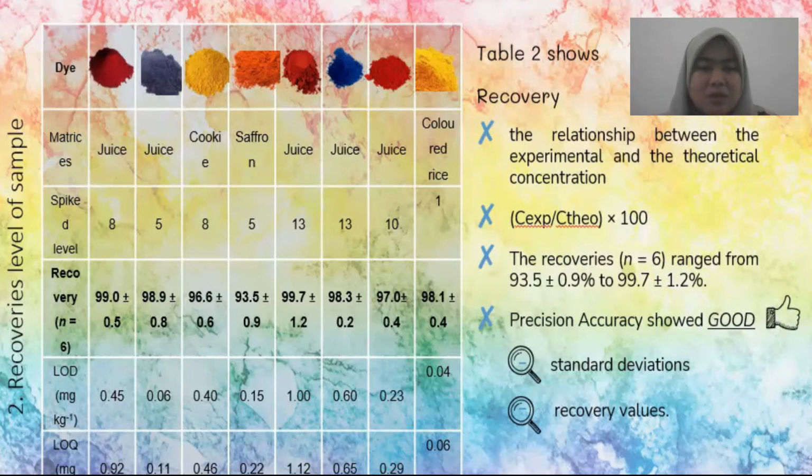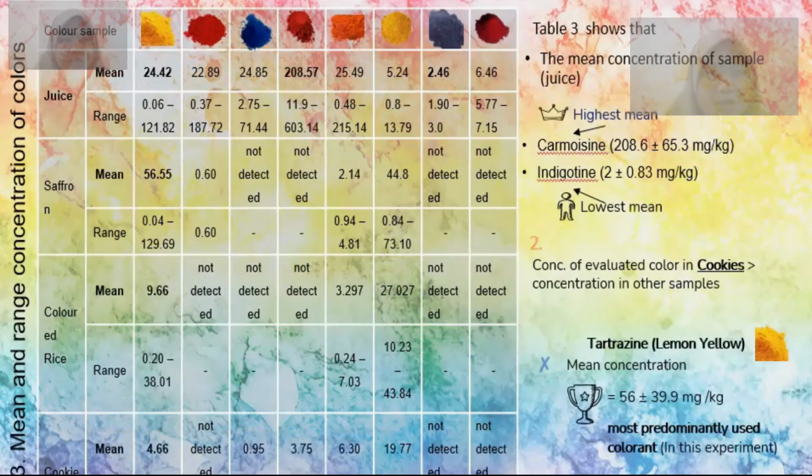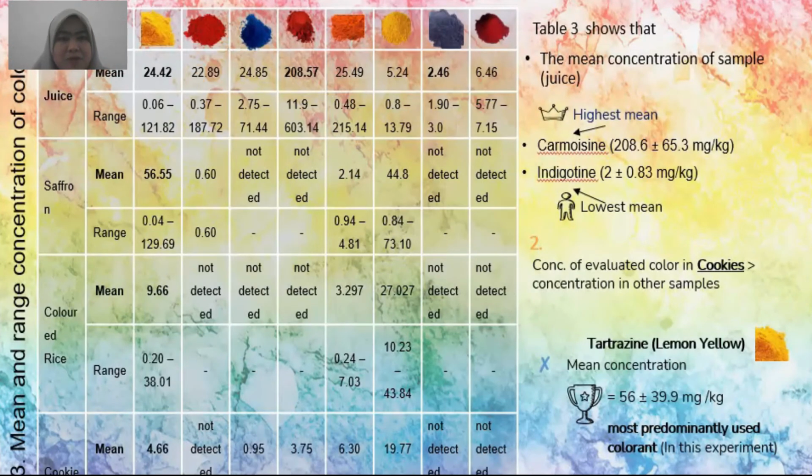The recoveries, n equal to 6, range from 93.5 plus minus 0.9% to 99.7 plus minus 1.2%. The process accuracies show good standard deviation and recovery value. Table 3 shows the mean concentration of sample in juice. The highest mean is carmoisine, which is 208.9 plus minus 65.3 mg per kilogram, and the lowest mean is indigo, which is 2 plus minus 0.83 mg per kilogram.